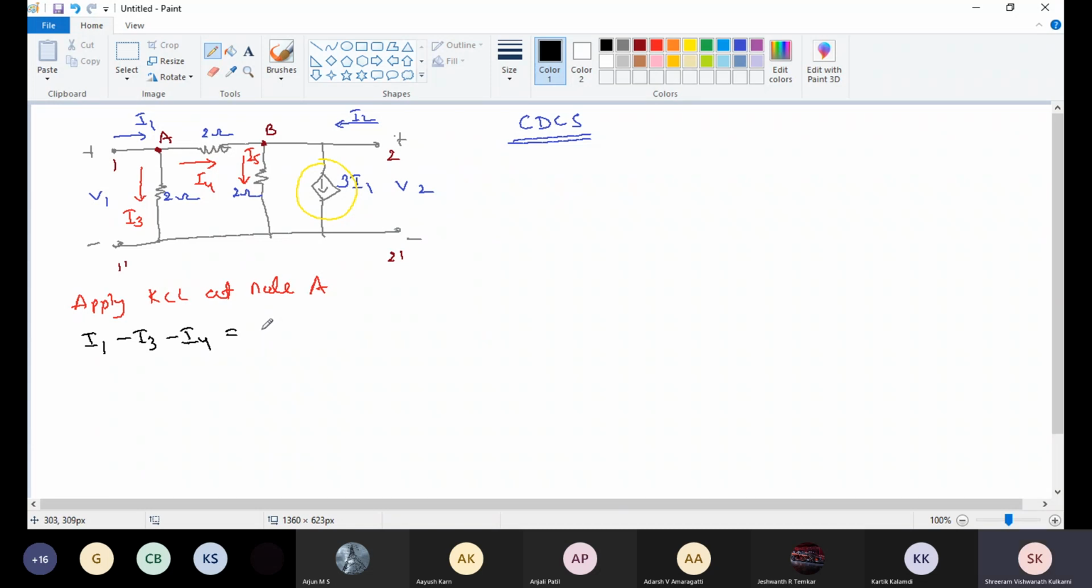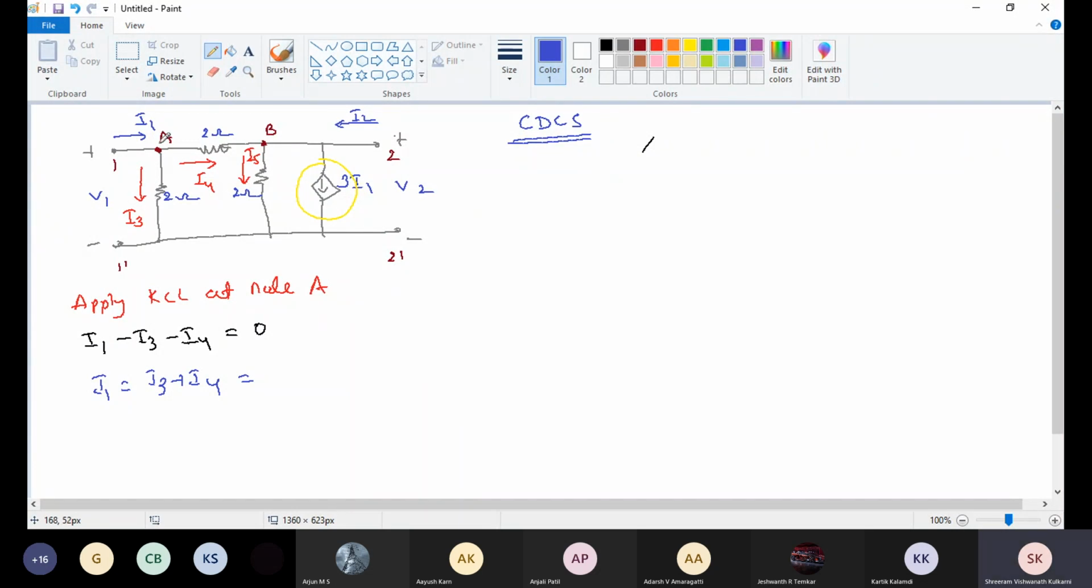KCL at node A, I1 minus I3 minus I4 equals to 0. Now, we know I1 equals to I3 plus I4. Okay. I3, how am I going to write?